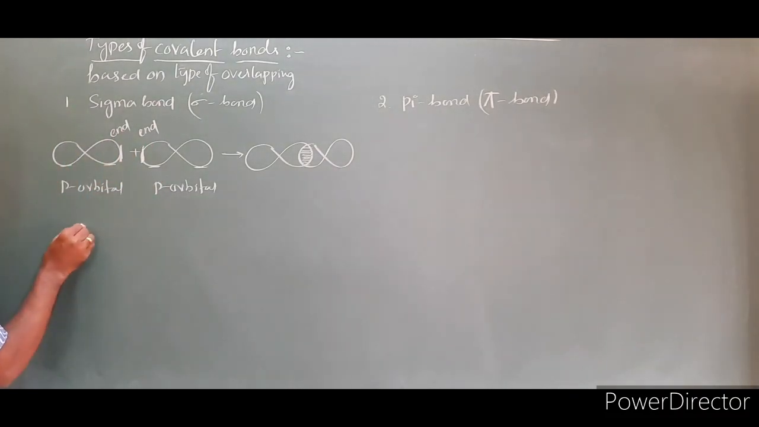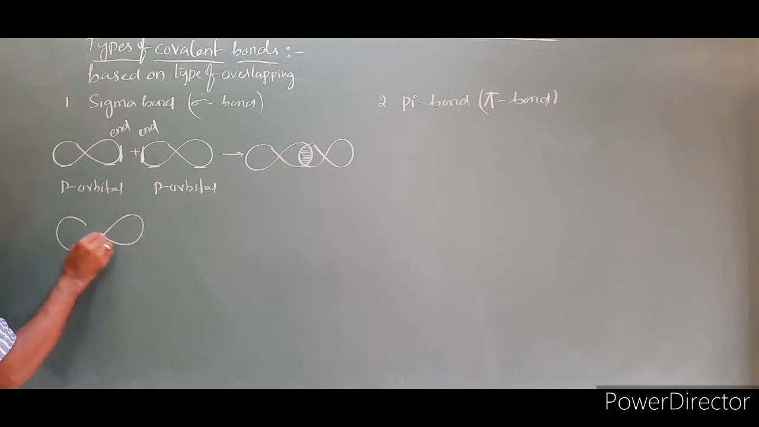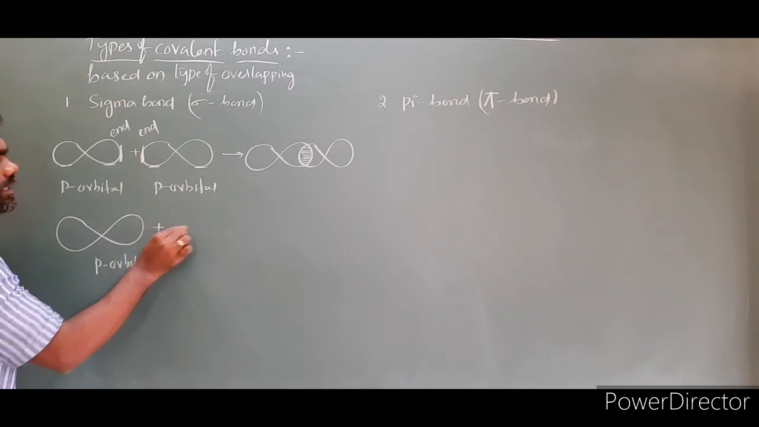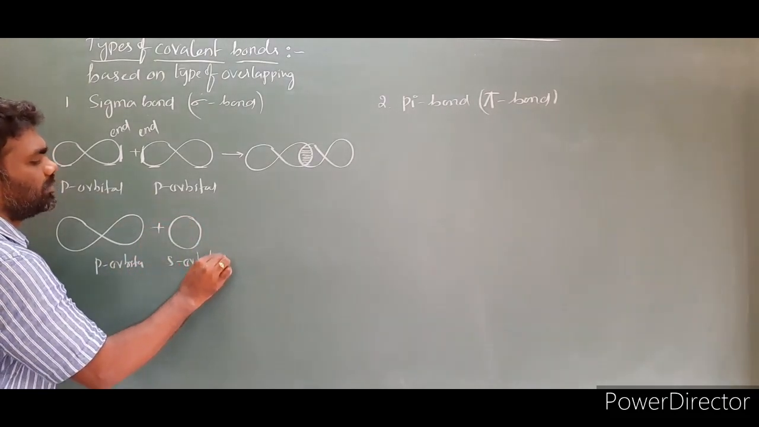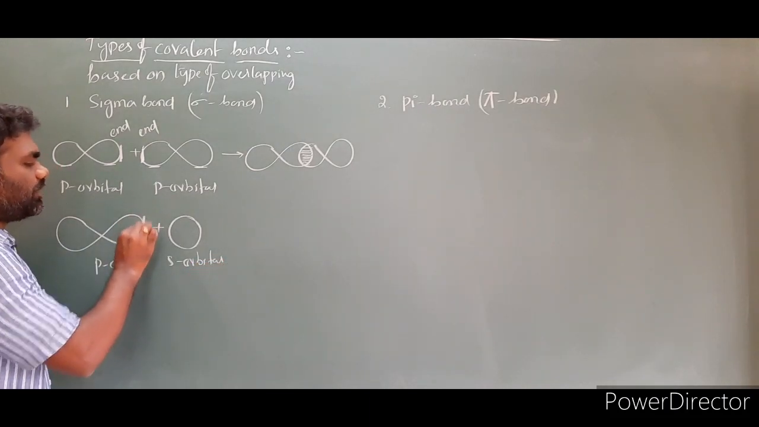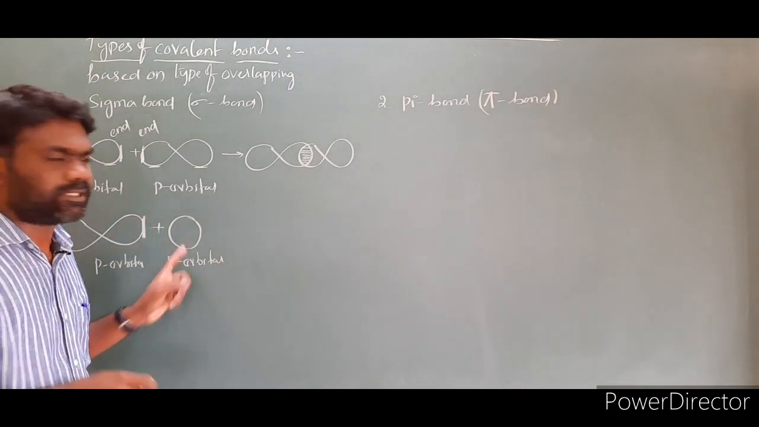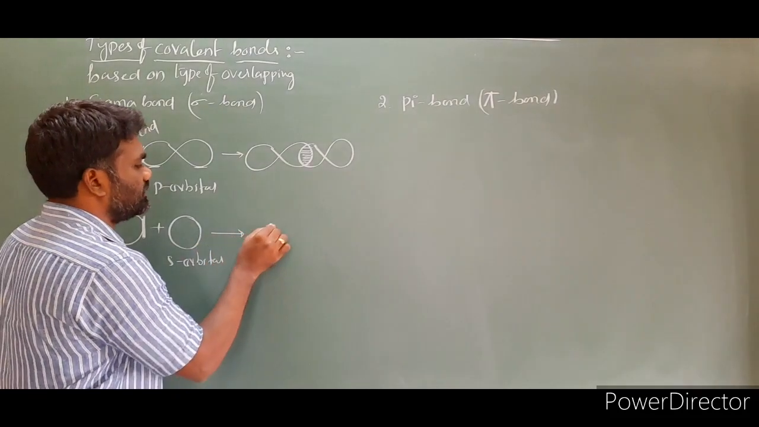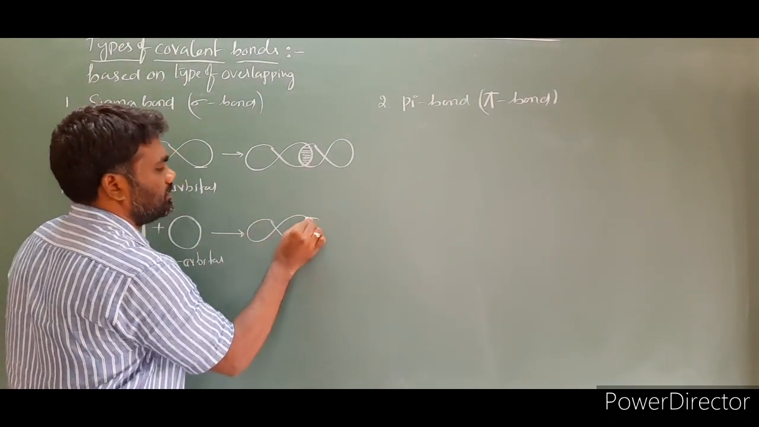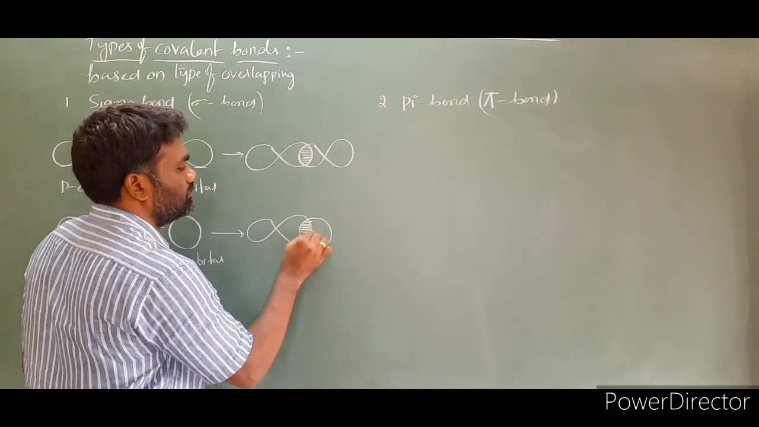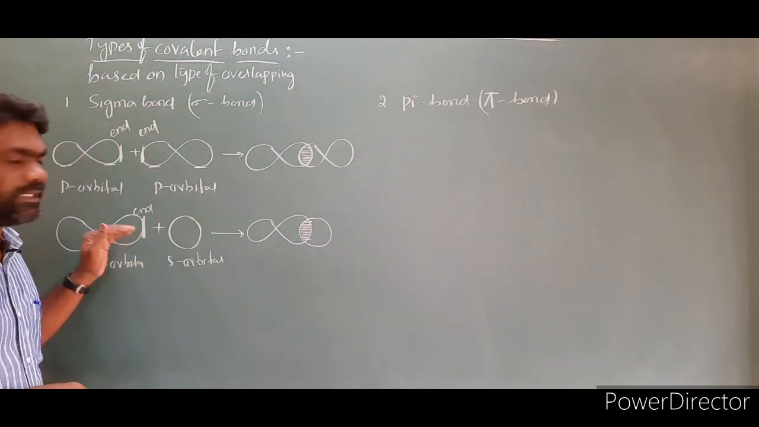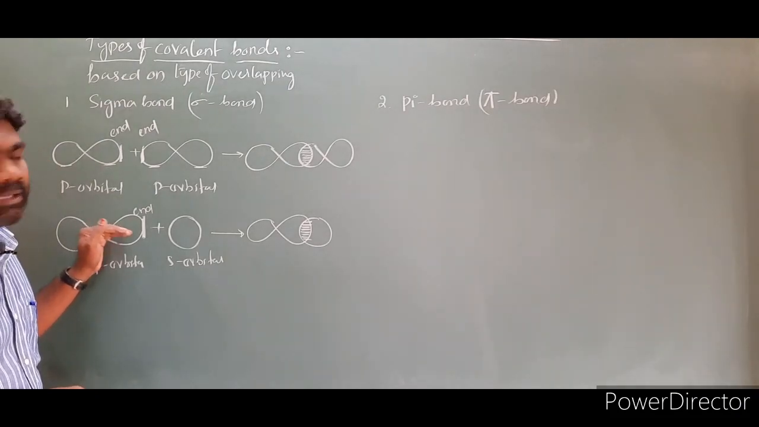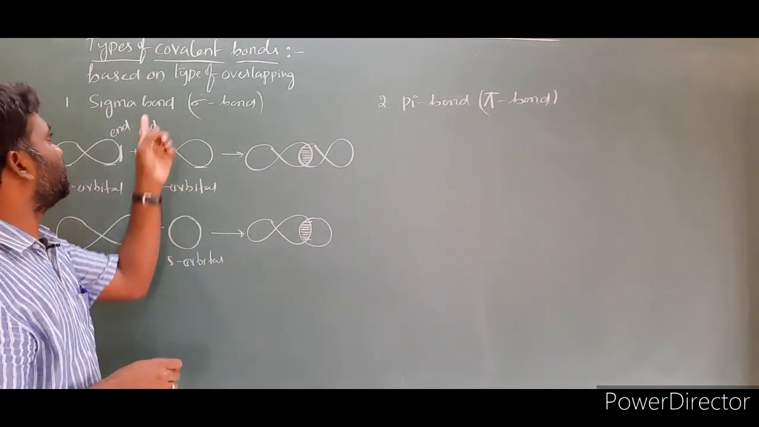Now we can take one more example. I am taking this p orbital, and I am taking an s orbital. This is the s orbital. The end part of the p orbital overlaps with the s orbital. Then the resulting thing is we will get like this. This is also an end part, and this is also end-on-end overlapping. This type of overlapping leads to the formation of a sigma bond.